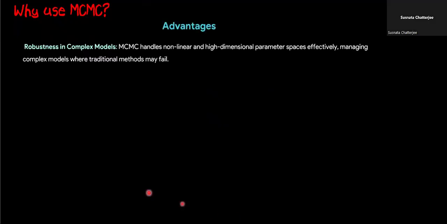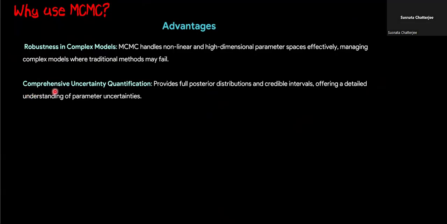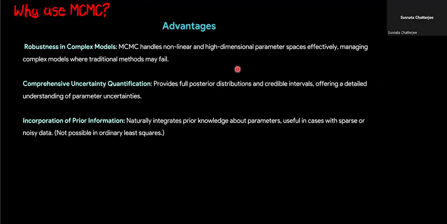Why use MCMC? What's the big deal here? Well, let's see the big deal. It has a lot of advantages. First of all, robustness in complex models. MCMC handles non-linear and high-dimensional parameter space effectively, managing complex models where traditional methods may fail. Comprehensive uncertainty quantification: it provides full posterior distribution and credible intervals, offering a detailed understanding of parameter uncertainties.